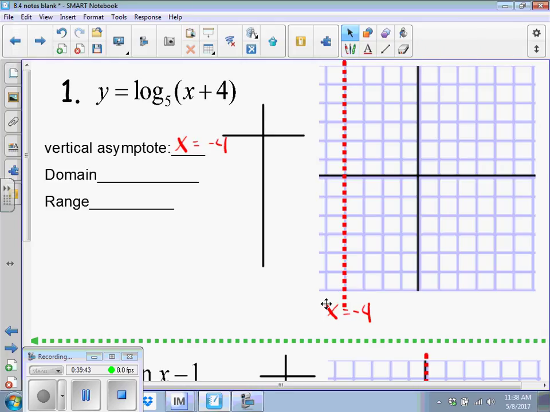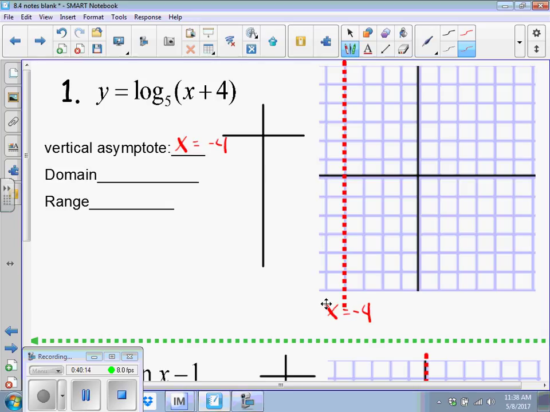Okay? Next thing you're going to do is put it in your calculator and pick 3 points from the table. We're not worried about where it crosses the y-axis. Sometimes it may not cross the y-axis, okay? You want to know where it crosses the x-axis. The x-axis is your 0 in your calculator. You're going to put log base 5 of x plus 4 in your calculator.